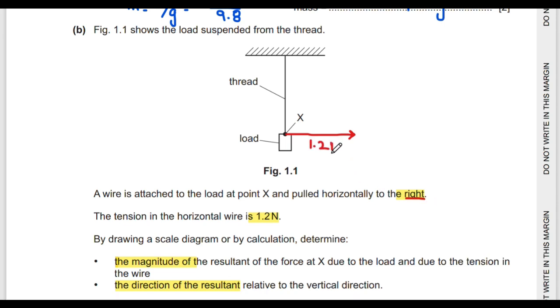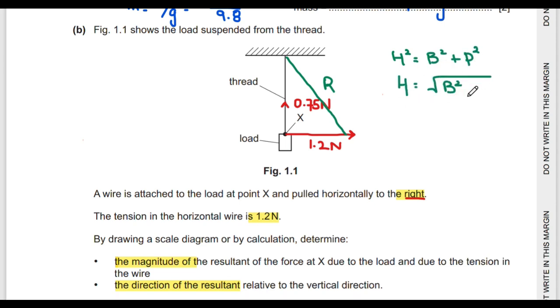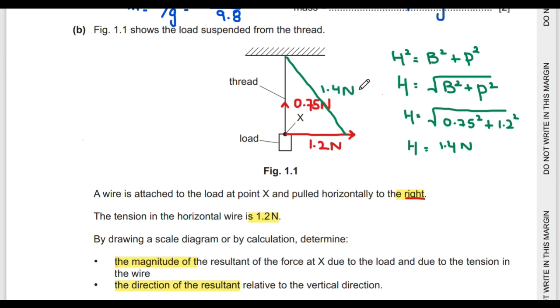So we are attaching another thread at point X and we are pulling this thread towards the right side, and the tension produced in this thread is 1.2 Newton, and the tension in the first string that we already had is equal to the weight that is suspended to it, that is 0.75 Newton. So the resultant force would be this horizontal force, and we can calculate this by using Pythagoras theorem. Hypotenuse squared is equal to base squared plus perpendicular squared. So I am just putting in the values. It would be 0.75 squared plus 1.2 squared. So the hypotenuse or the resultant would be 1.4 Newton. So I am writing 1.4 Newton over here. So we have got the magnitude, which is 1.4.